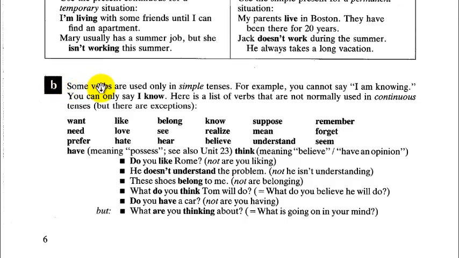Some verbs are used only in simple tenses. For example, you cannot say I am knowing. You can only say I know. Here is a list of verbs that are not normally used in continuous tenses, but there are exceptions. Want, need, prefer, like, love, hate, belong, see, hear, know, realize, believe, suppose, mean, understand, remember, forget, sing. And have meaning possess, and think meaning believe, have an opinion.